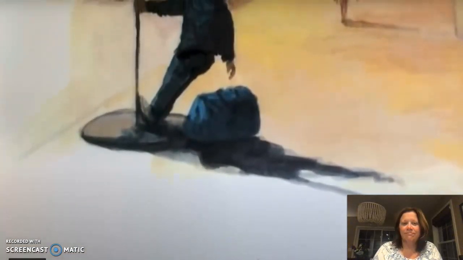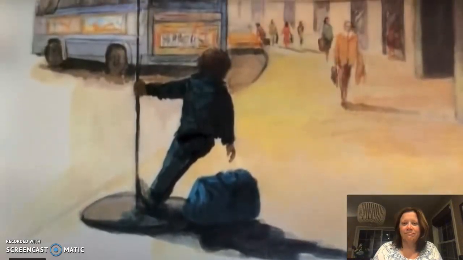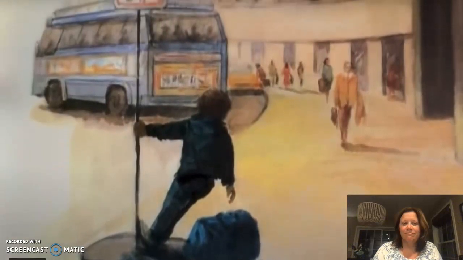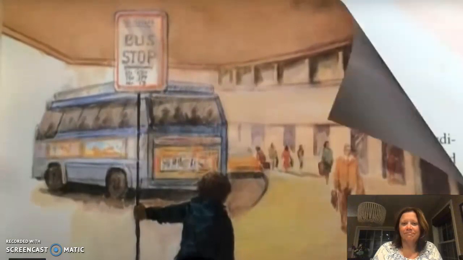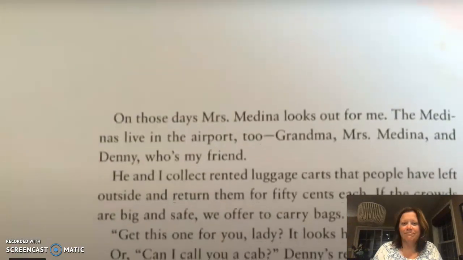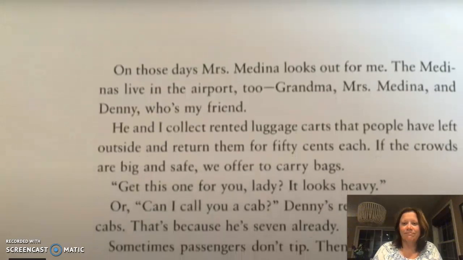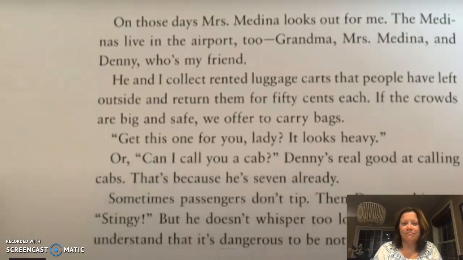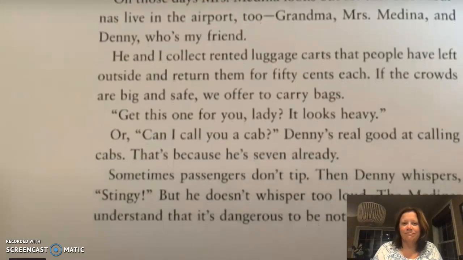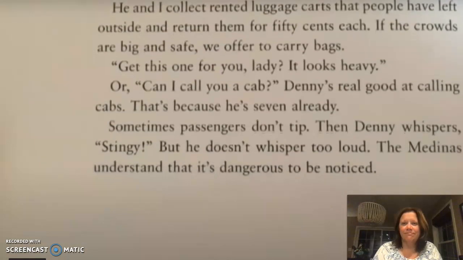On the weekends, Dad takes the bus to work. He's a janitor in an office in the city. The bus fare's $1 each way. On those days, Mrs. Medina looks out for me. The Medinas live in the airport too. Grandma, Mrs. Medina, and Denny, who's my friend. He and I collect rented luggage carts that people have left outside and return them for 50 cents each.